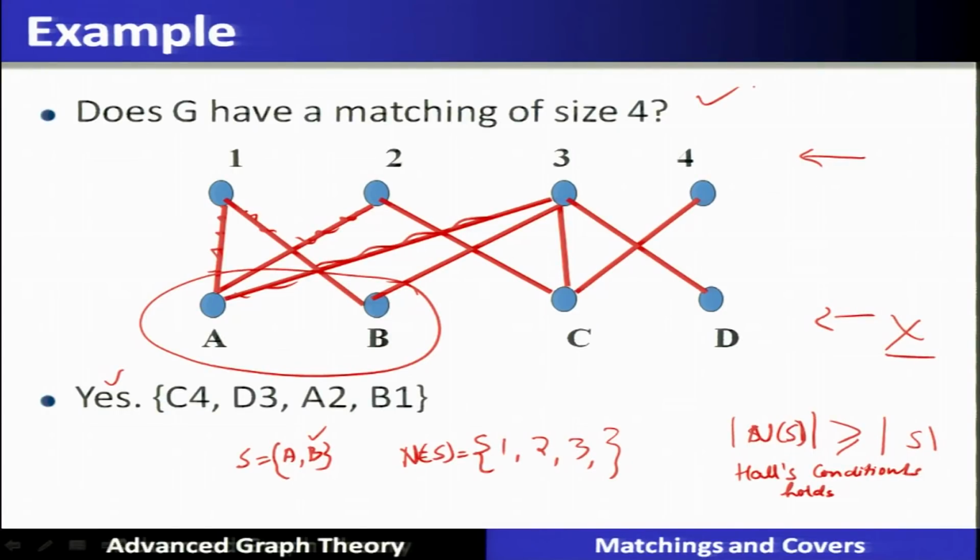Let me show you the matching of size 4. C4, this is the matching, D3, A2 and B1. So, these are the 4 different edges required to show that a matching of size 4 exists, which using Hall's condition we have seen. Let us take another example of Hall's theorem.